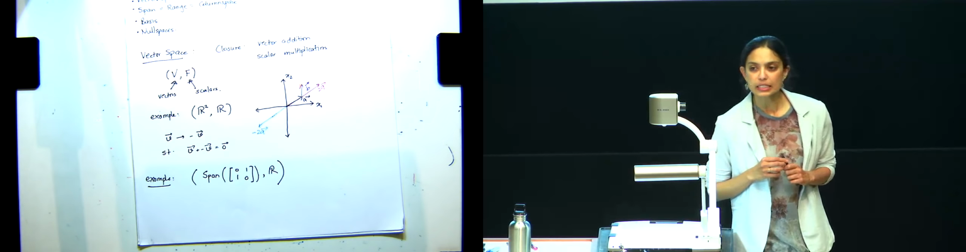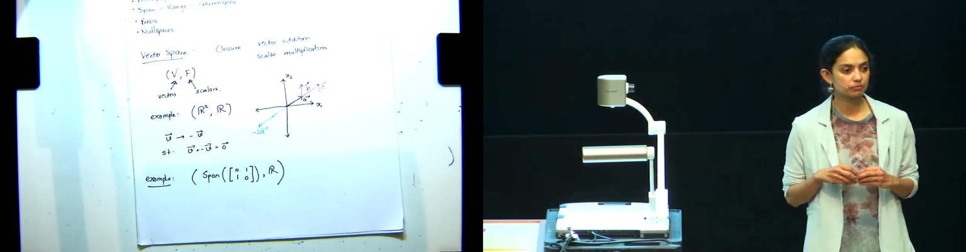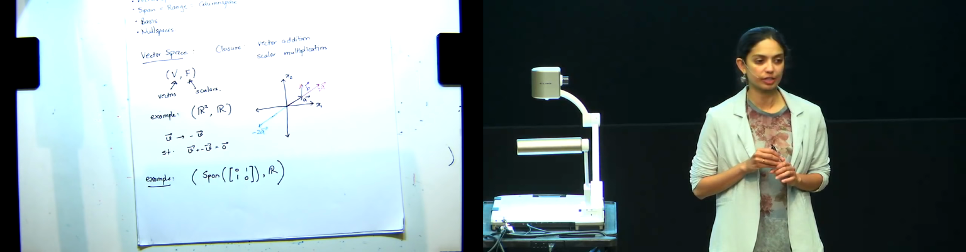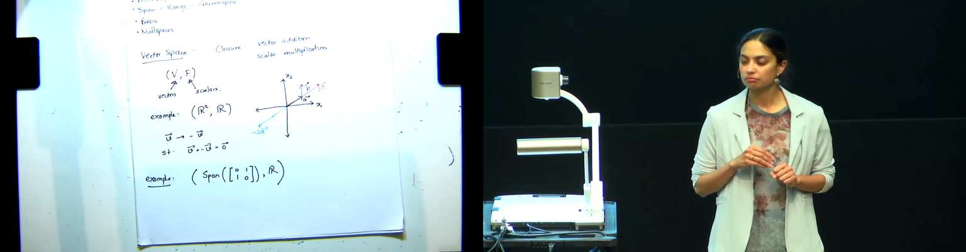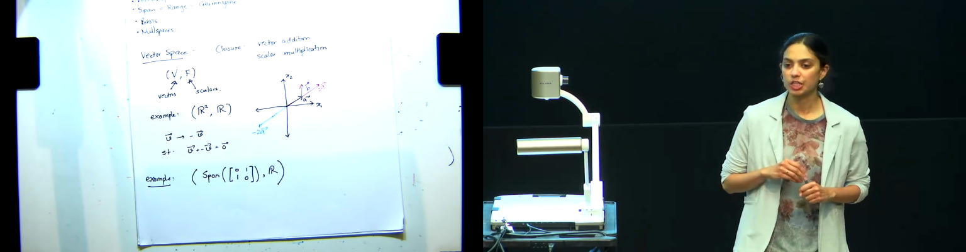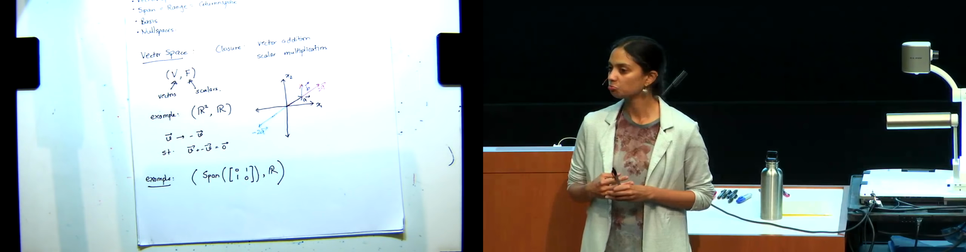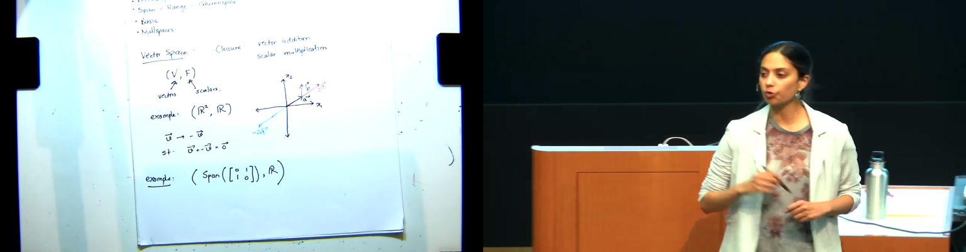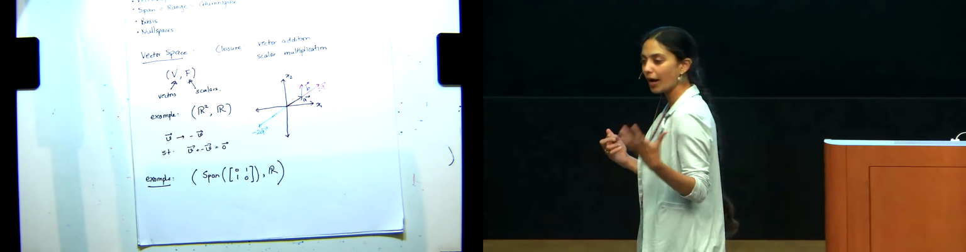How many people think that this is a vector space? How many people think it's not a vector space? Does anyone want to volunteer why they think it's a vector space or not a vector space? It spans R2. So the comment was it spans R2. Do you want to elaborate a little bit on why that means it's a vector space?